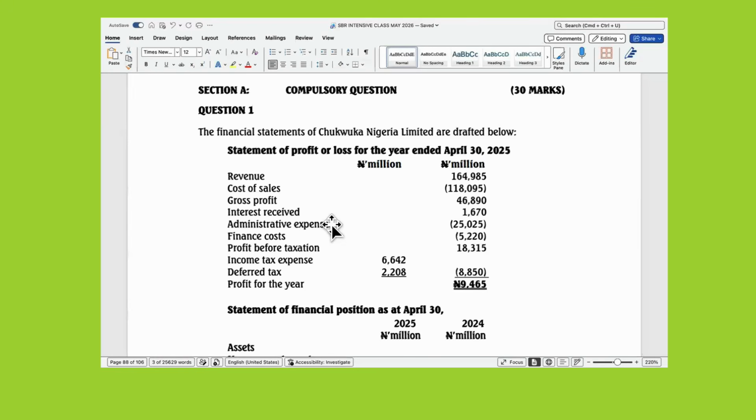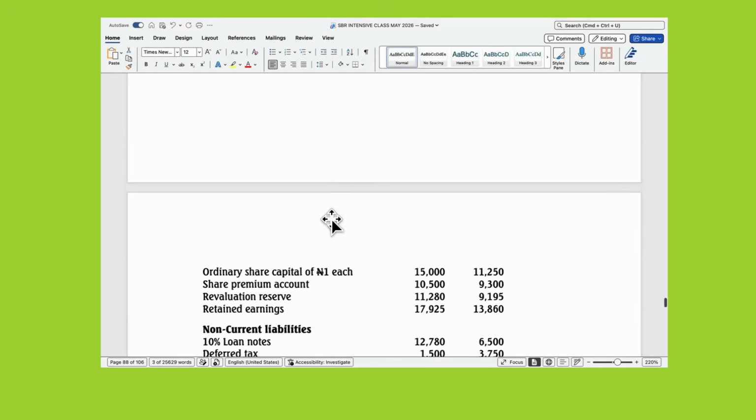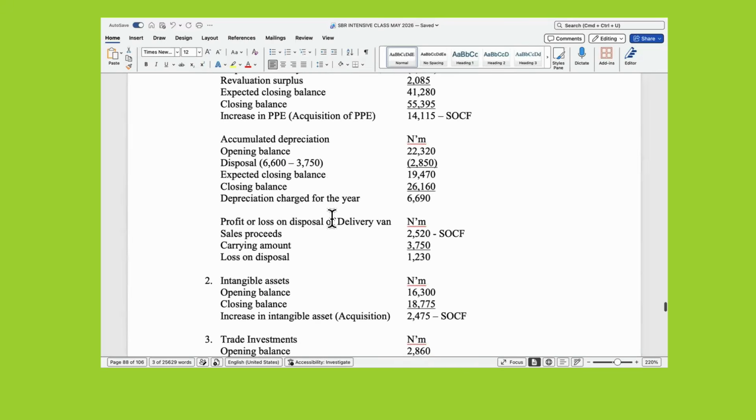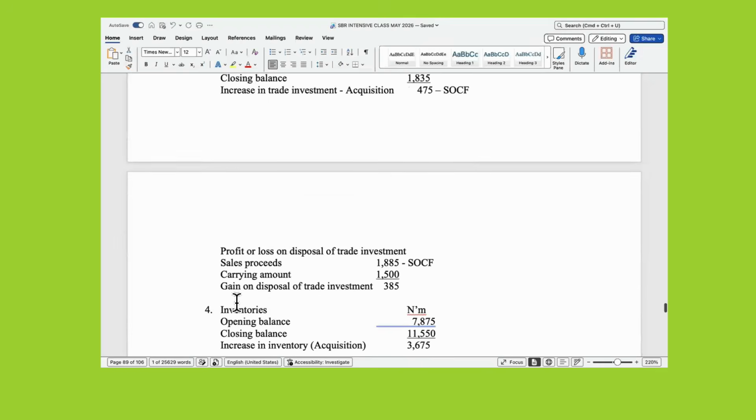And there are popularly three: depreciation, profit or loss on disposal, impairment. We have two of them in this question, and we assume that they have all been treated in admin. Depreciation, we got when we were doing movements in accumulated depreciation. We got loss on disposal of delivery van, and we also got profit or gain on disposal of trade investment. All of these items are already captured within admin.